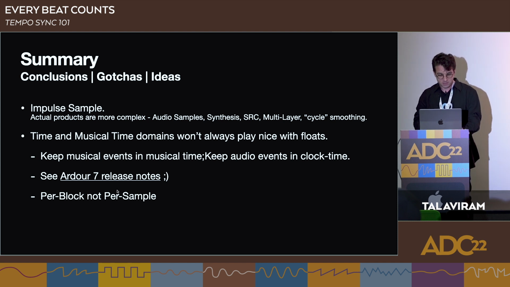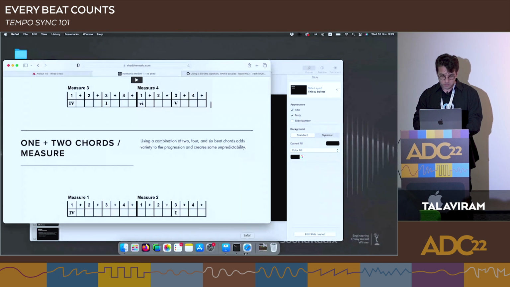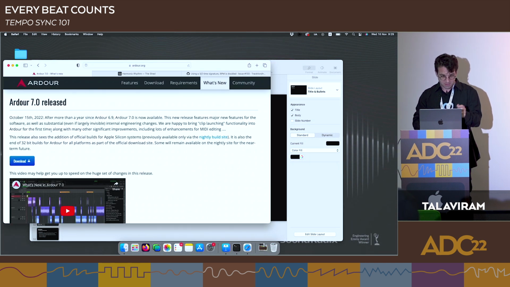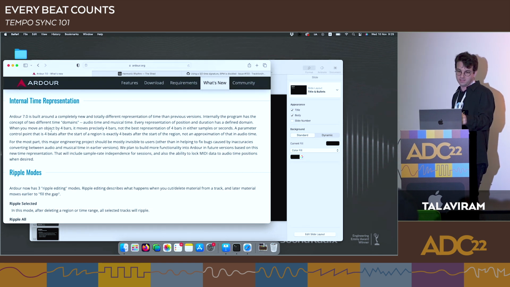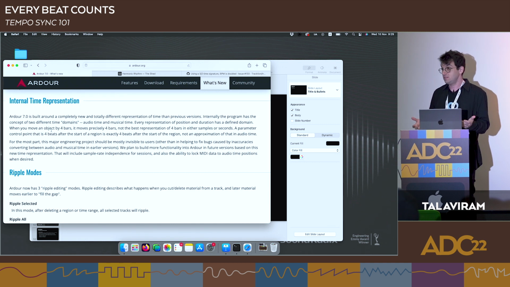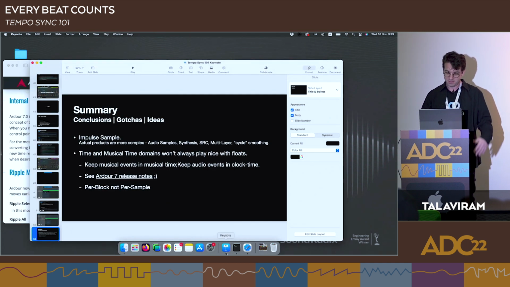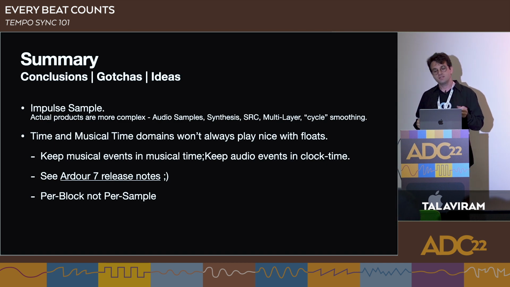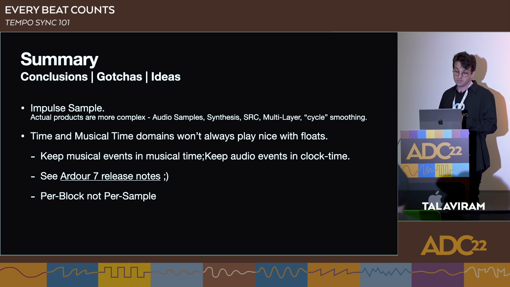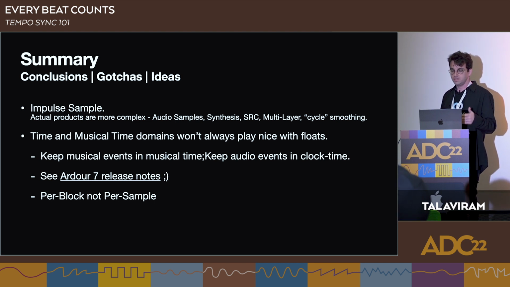I mentioned the Ardour release notes because just in version 7, a few months ago, they finally got the internal time representation. So they finally added some fixes related to those exact things. And this is a major open source DAW. So it's a gotcha that I think is great to avoid. And the other thing in our example is that it's per block and not per sample.